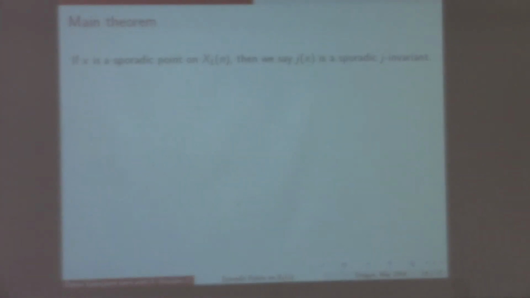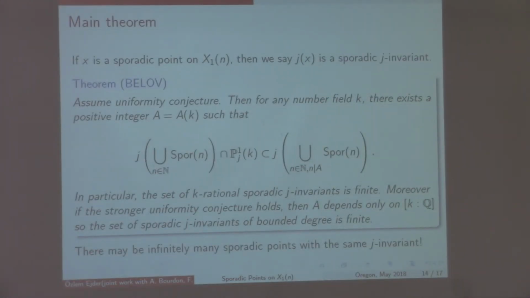All right, so then this is just a definition. If I take a point on X_1(n) that represents an elliptic curve with an attached point, right? Then I can talk about the j-invariant of this point as the j-invariant of the corresponding elliptic curve. So then if this point is sporadic, then we say its j-invariant is sporadic. And so this is what we prove. We prove that if you assume the uniformity conjecture, then if you just look at the set of K-rational sporadic j-invariants, that's going to be finite.